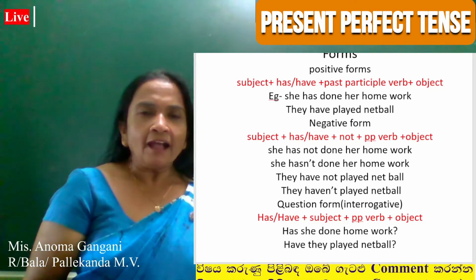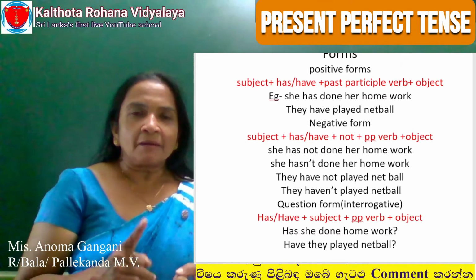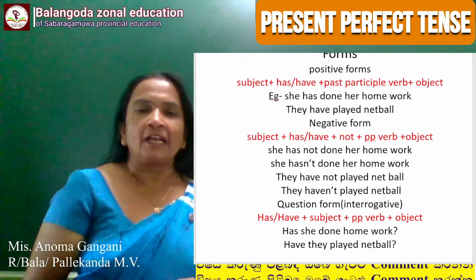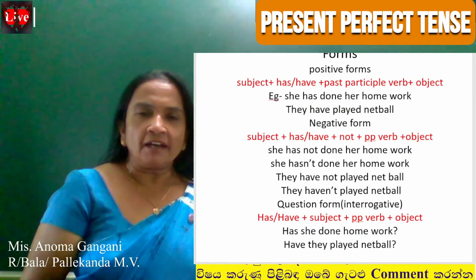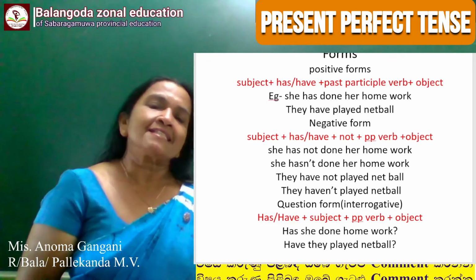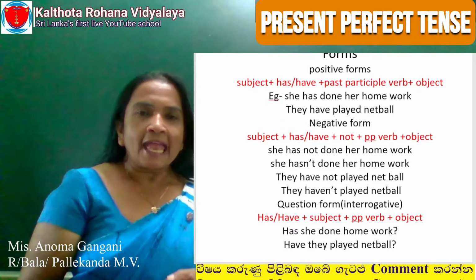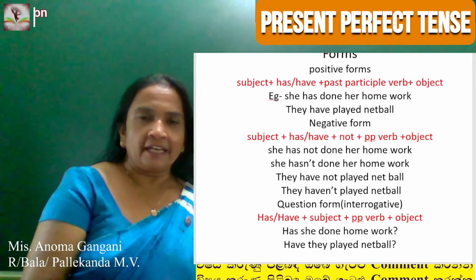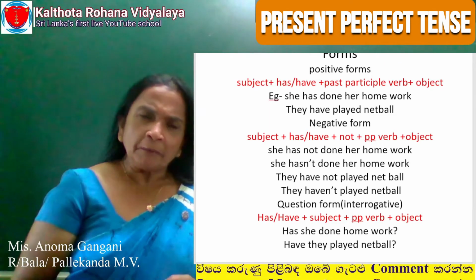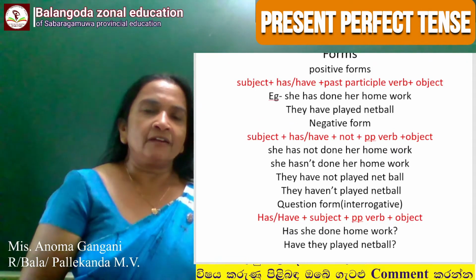Here, negative form. Structure is there: subject plus has or have. I told you before. If the subject is singular, we use has. If the subject is plural, we use have. And plus not, and PP means past participle verb, plus object. Did you understand that structure? Yes, subject plus has or have according to the subject. I told you many times. And not plus PP verb, past participle verb, plus object. Right? Did you understand? Yes.